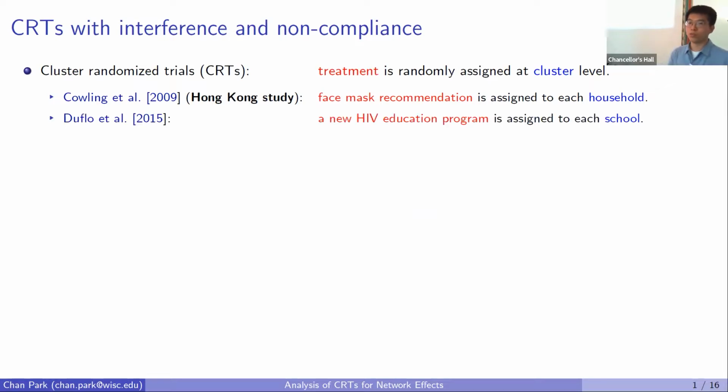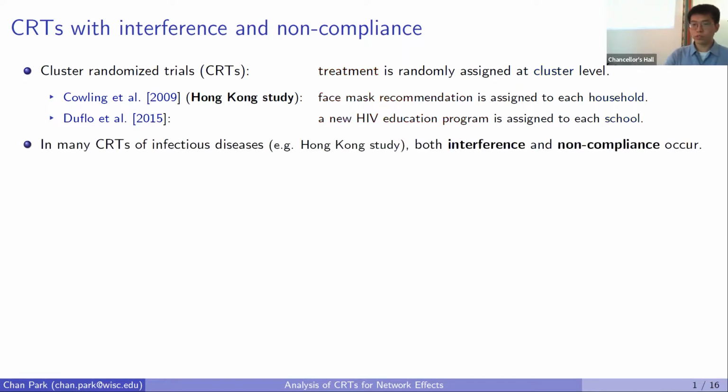The second example is the experiment done by Defle et al. In this experiment, a new HIV education program is assigned to each school. Unfortunately, in many CRTs of infectious diseases, such as the Hong Kong study, both interference and non-compliance are present.